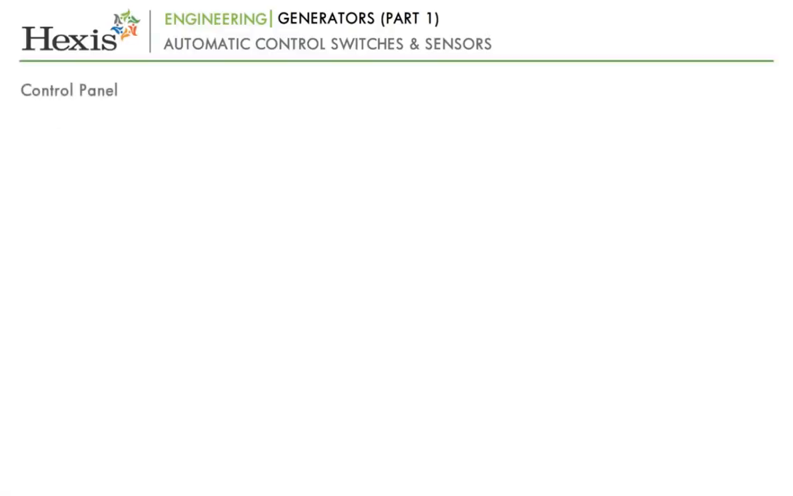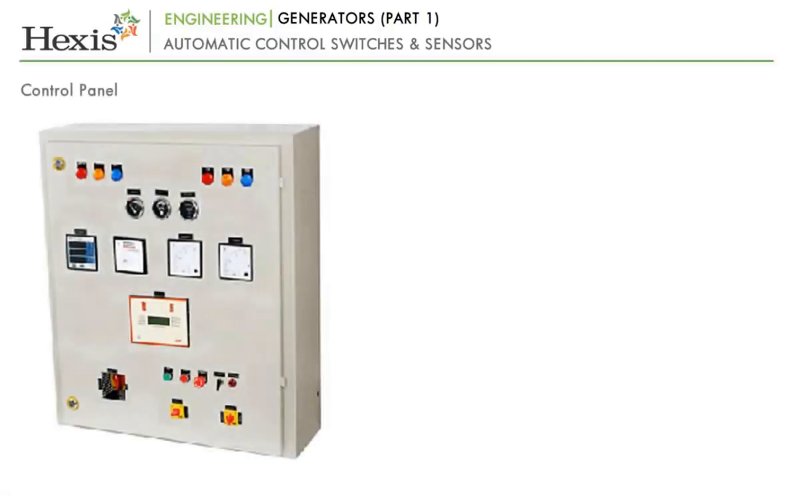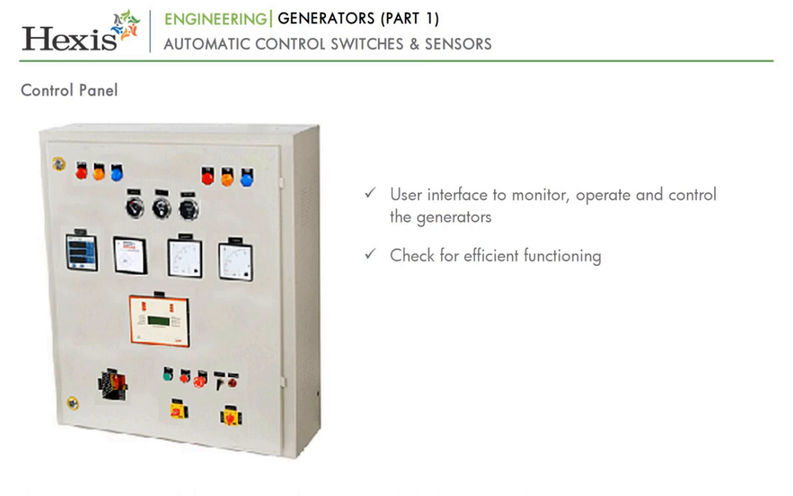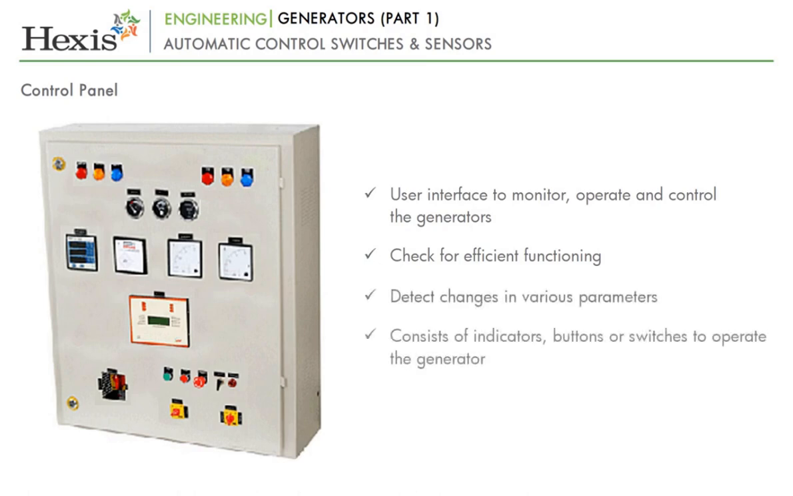Let us have a look at automatic control switches and sensors. The generators are generally fitted with control panels that provide a user interface to monitor, operate, and control the generators, check for efficient functioning, and detect changes in various parameters. They consist of indicators, buttons or switches which help to operate the generator. Examples include a switch off button or a turn on key.